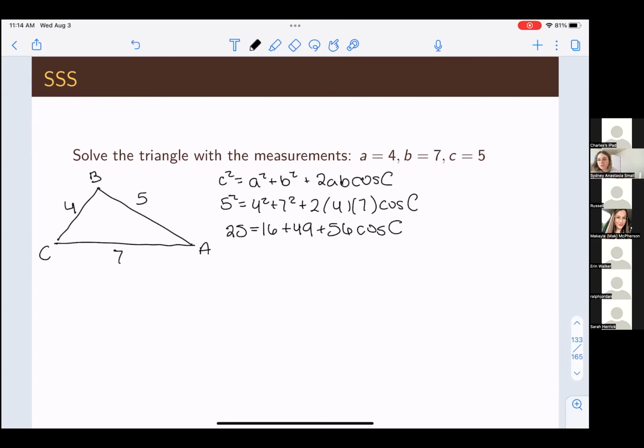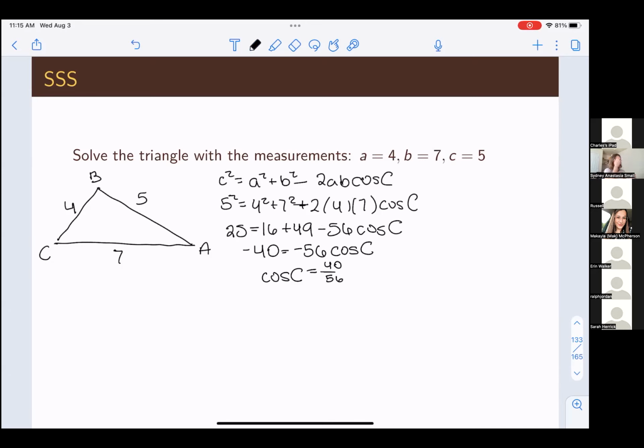Now I want to get cosine C by itself. So I subtract my 16 and my 49 from both sides and get that negative 40 is equal to, this is supposed to be a minus sign right here. Yes, this was supposed to be a minus sign in the formula in general. That's my bad, I wrote that down wrong. But I get that negative 40 equals negative 56 cosine C. So the cosine of C equals 40 over 56.